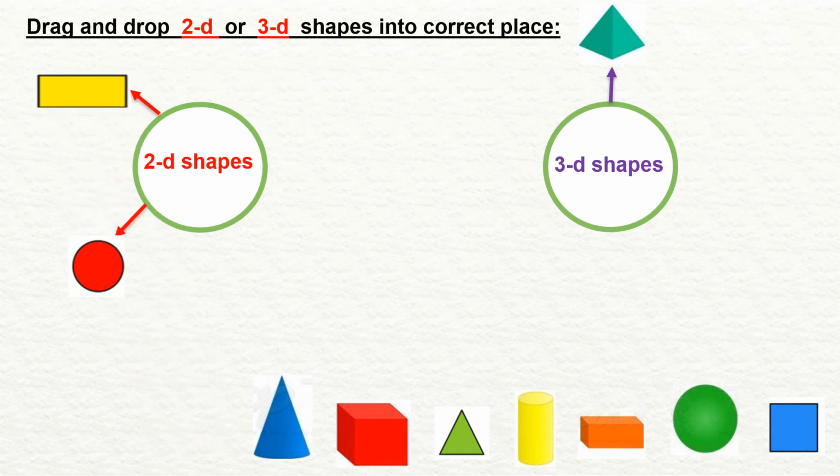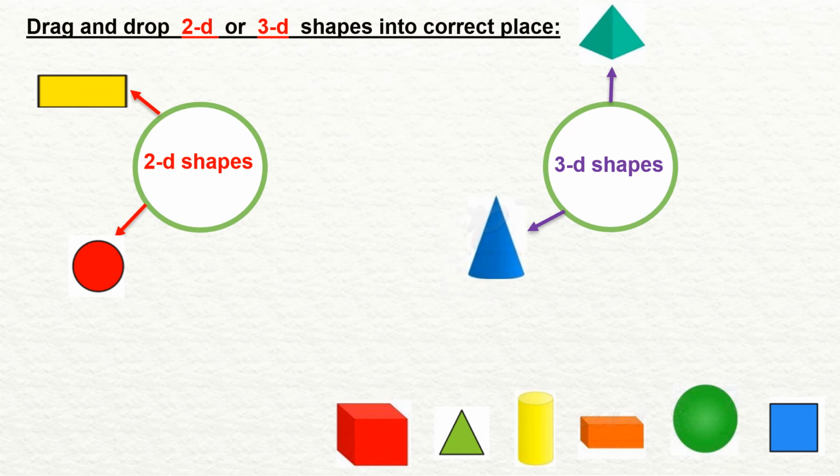The next, it looks like a party hat. Its name is what? Its name is cone. Yes, it's a cone. So it will be with the 3D shapes.